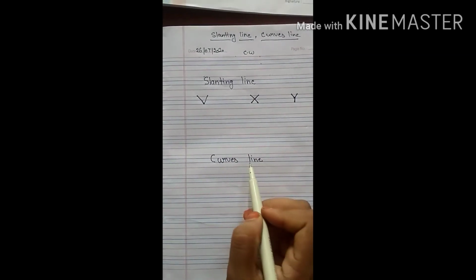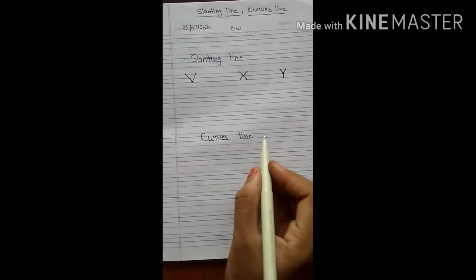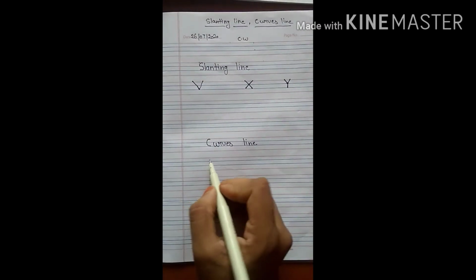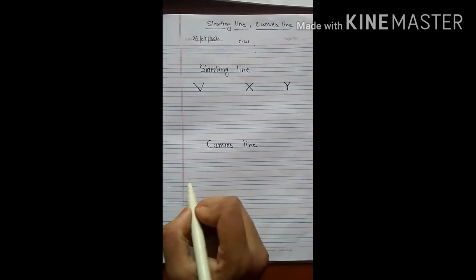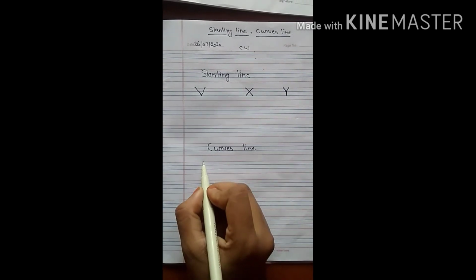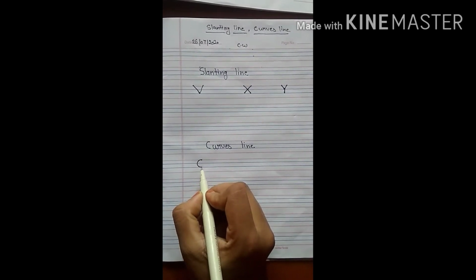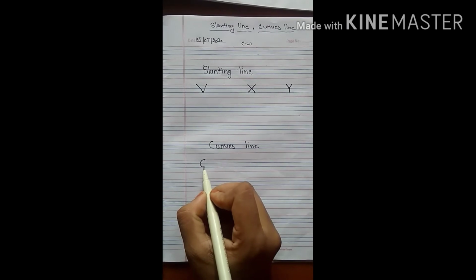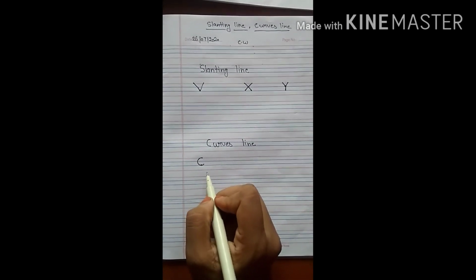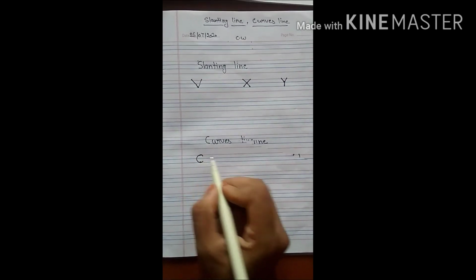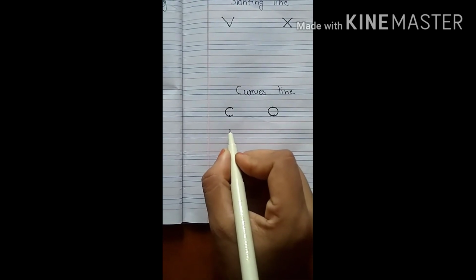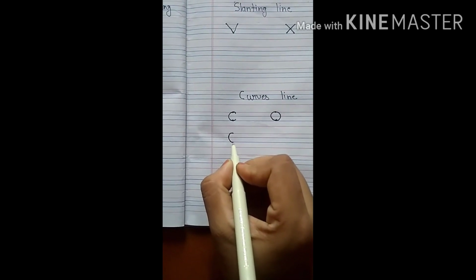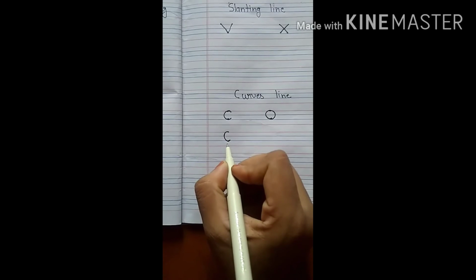Next children, curves line. Curves line से हम क्या-क्या बनाते हैं? Left curve. This is a C. C for cat. Left curve. This is a C.